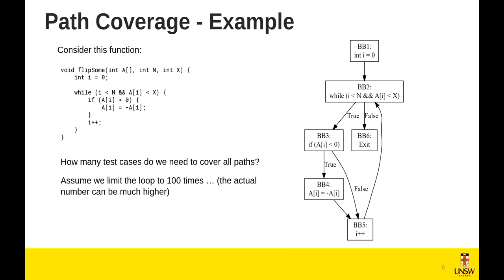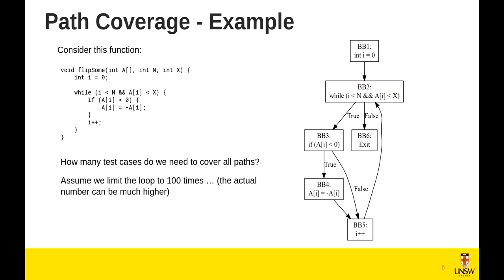So we have to somehow limit the loop here. Instead of using the maximum integer that could be taken by C programs, let's limit the loop to 100 times. This sounds quite reasonable, right? A list with 100 elements is not a big list, and the actual number in real-world cases could be much higher. So if we limit the loop to 100 times, how many paths could we get?